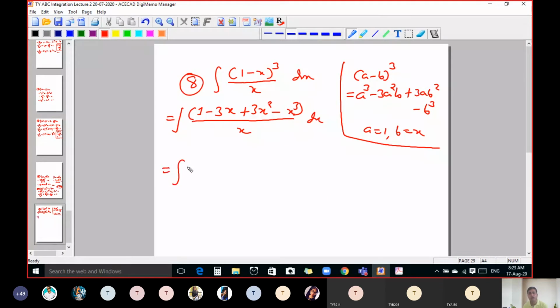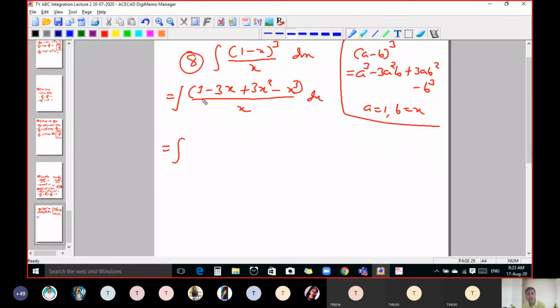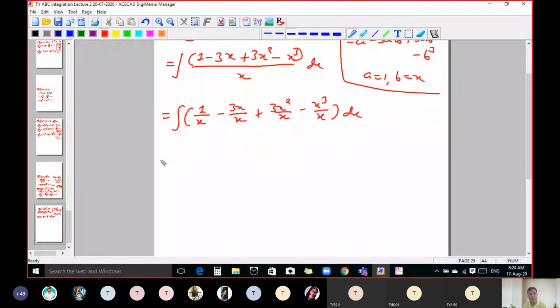Now do one more thing. Divide each term by this x. Means take separate division for each of the terms. So it's like 1 divided by x minus 3x upon x plus 3x square upon x minus x cube upon x dx. You know that if we take LCM here as x, we get this numerator here. So it is possible to write like this.